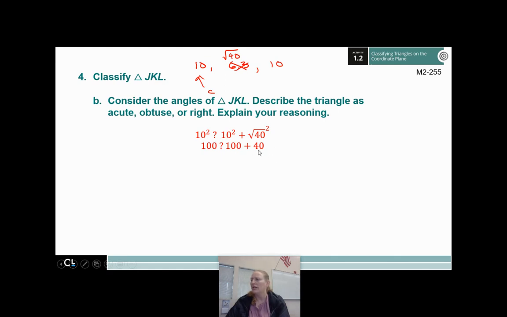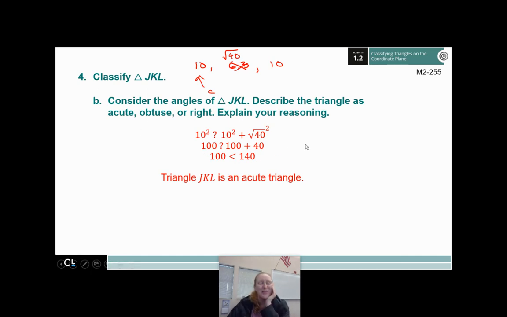And 100 plus 40 is 140. Uh-oh. Our C squared is too small. Look at that. 100 is less than 140. So because our C squared is too small, this must be an acute triangle, has 3 acute angles.